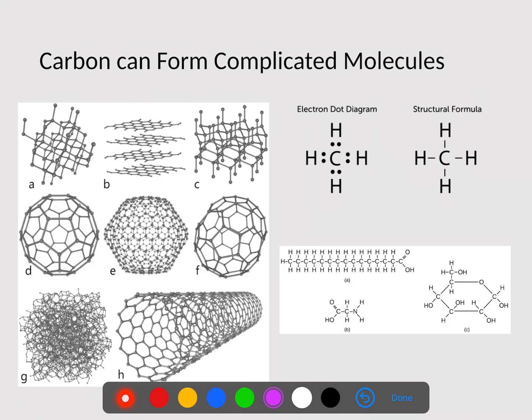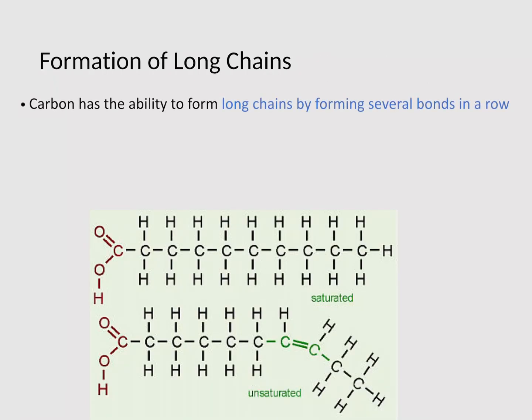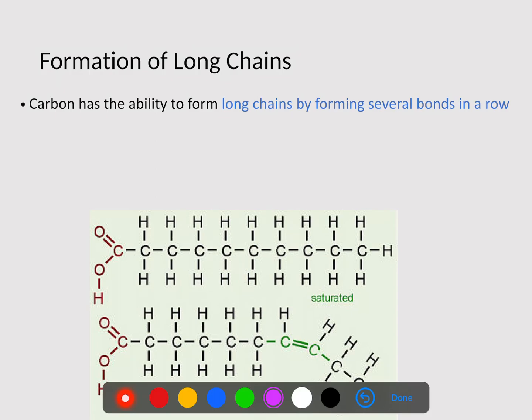Carbon can also form a lot of complicated molecules. We have spheres. We can make tubes. We can make sheets. So carbon's ability to bond to 4 different molecules means it can make these complicated large structures in a lot of different patterns. Now, carbon also has the ability to form long chains because they can bond so many together.